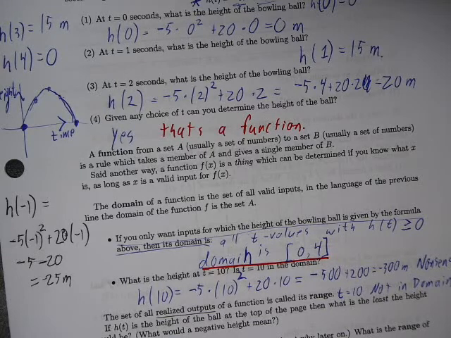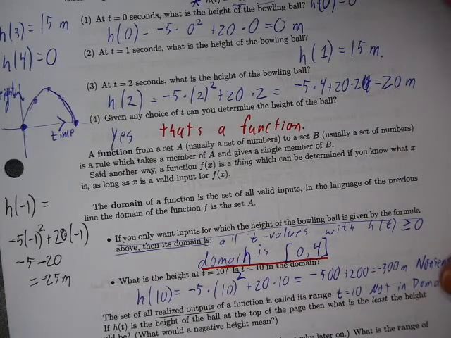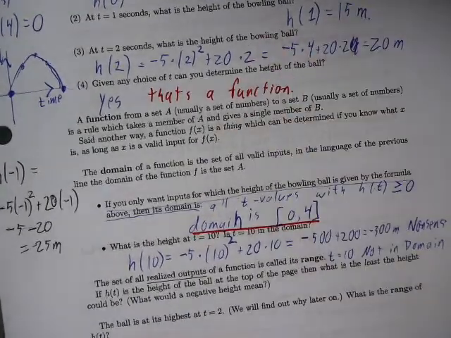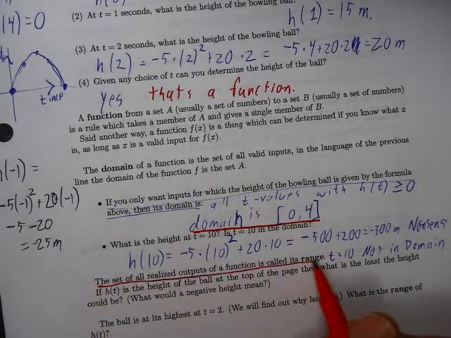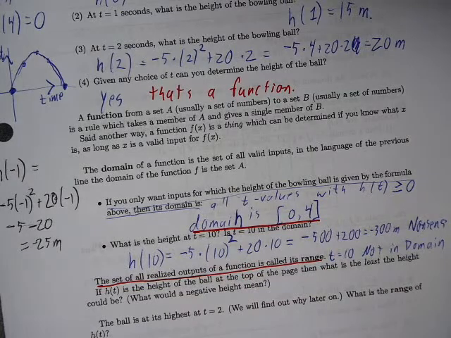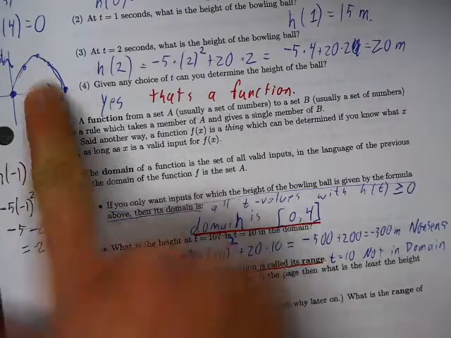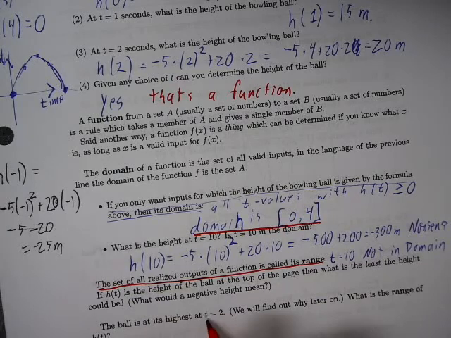Cool. So, the next thing to mention is the set of all realized outputs of a function. We'll call that the range. So in this case, the range is all of the values that height actually takes from time equals 0 to 4 seconds. Looking at this graph, it certainly looks like the ball is at its highest when time equals 2 seconds.